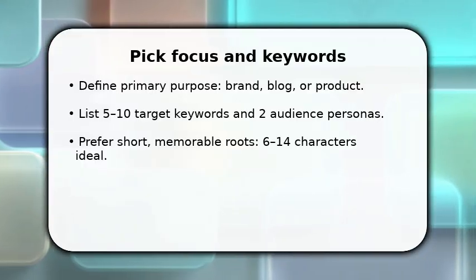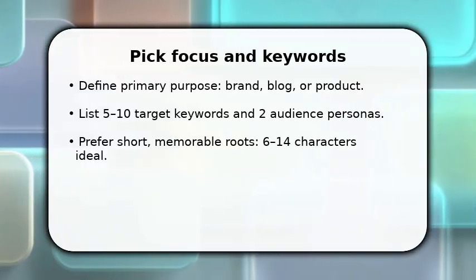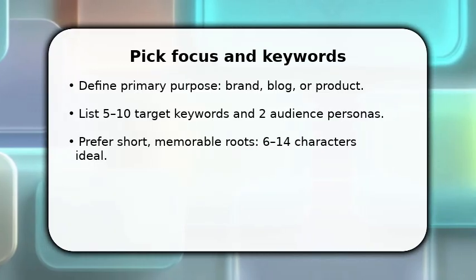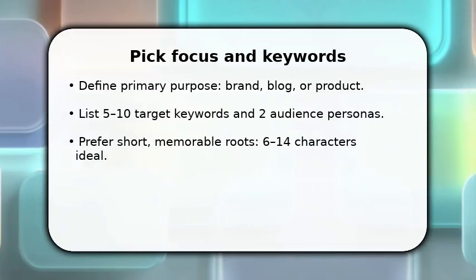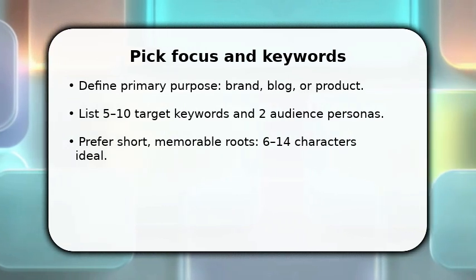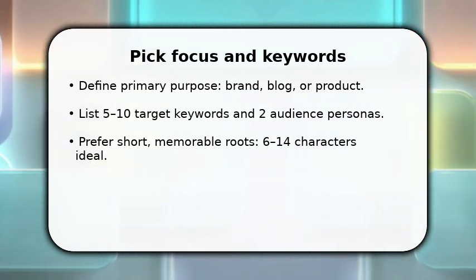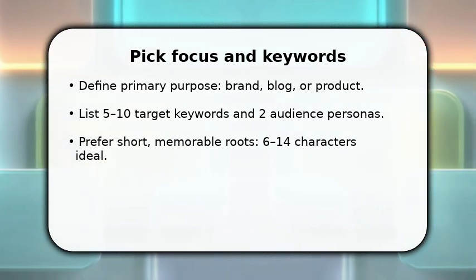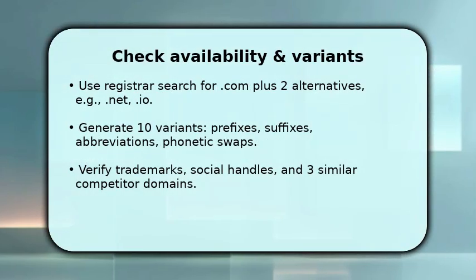Make sure to avoid ambiguous spelling and hyphens at this stage. They lower recall and typing speed, so eliminate weak options before moving to availability checks. You perform rapid availability checks across registrars for COM and 2 other extensions like NET or EO to cover options.